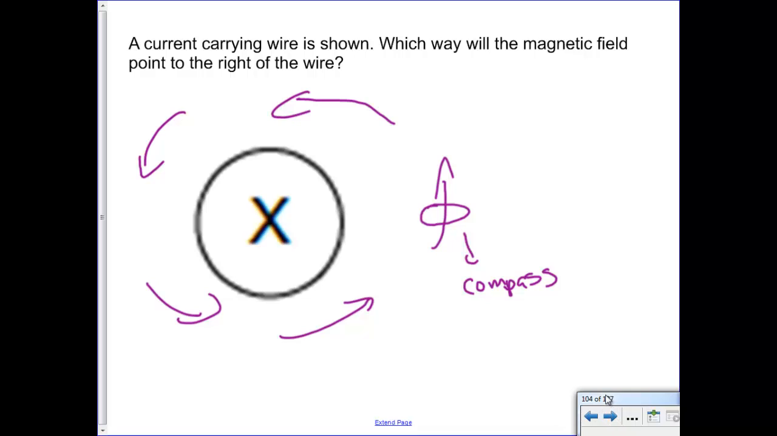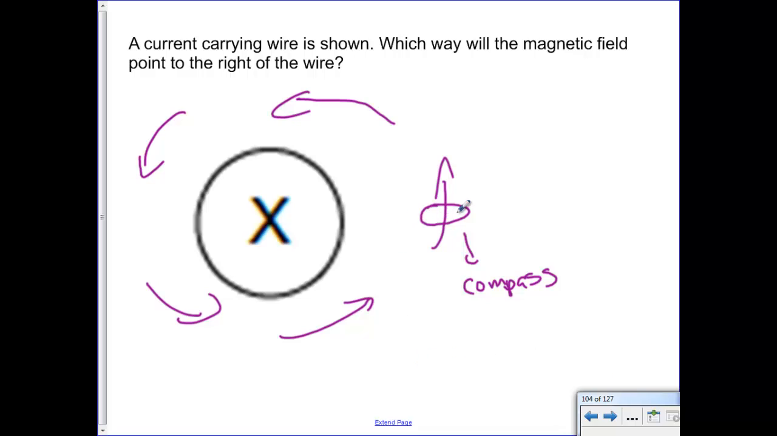The thumb is the flow of the electrons, because you've got to make sure you're careful with that. Shouldn't it be like this then? And then your fingers are the direction the field is going to be. So the field is going to be going this direction as you point into the board. So like that's going counterclockwise.